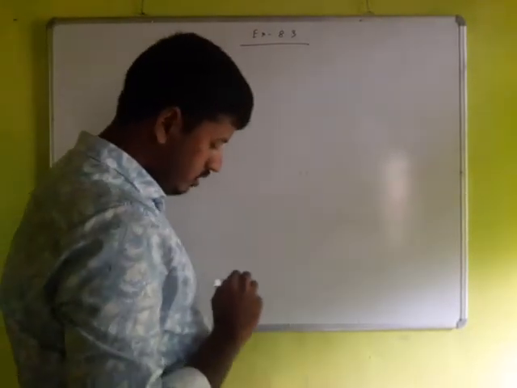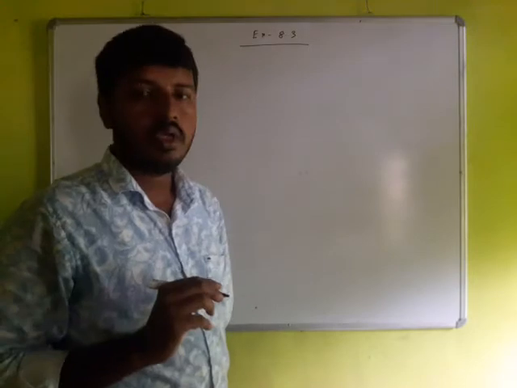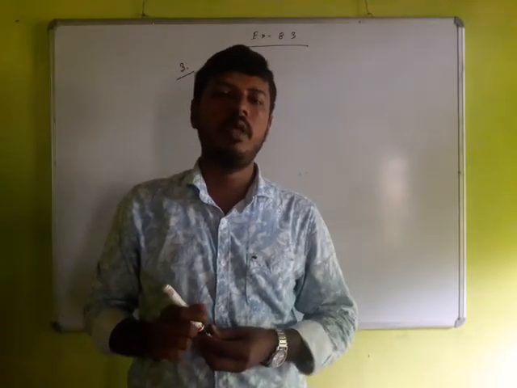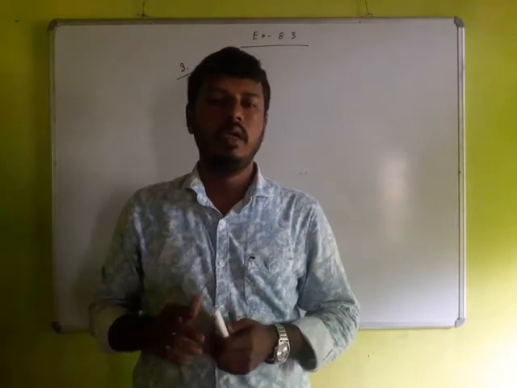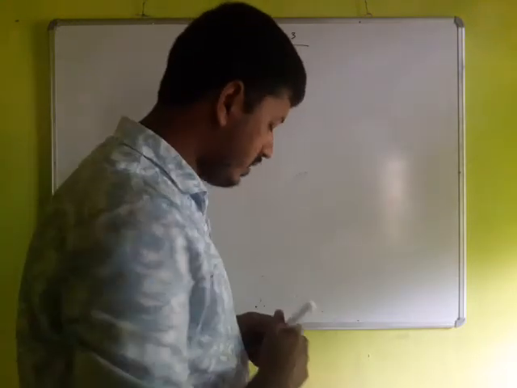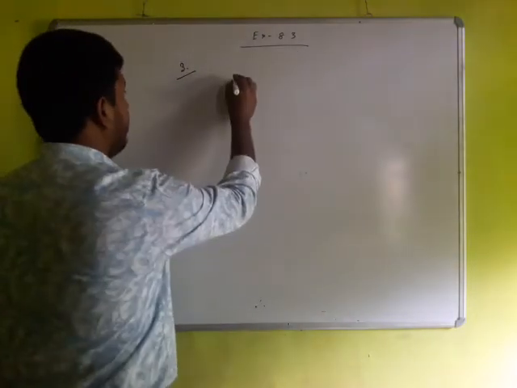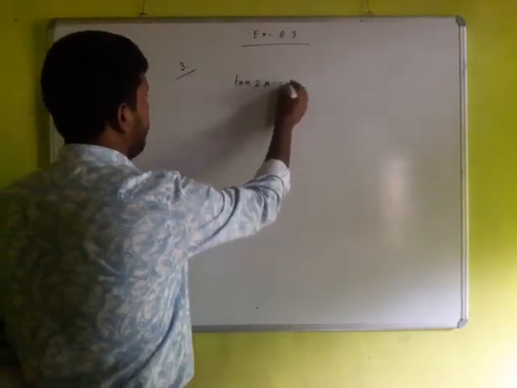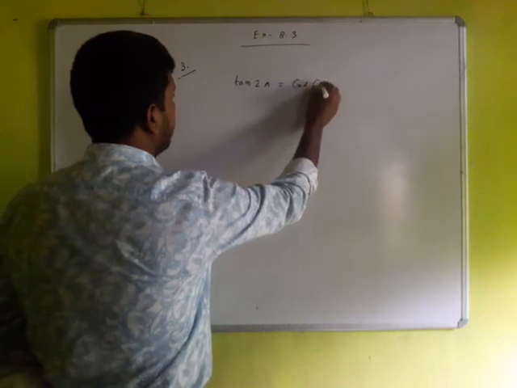So we are now trying to solve the question in exercise 8.3, question number 3. Here the question is, if tan 2a is equal to cot a minus 18, then we have to find the value of a, where a is an acute angle. So let's try to solve. Tan 2a is equal to cot a minus 18.